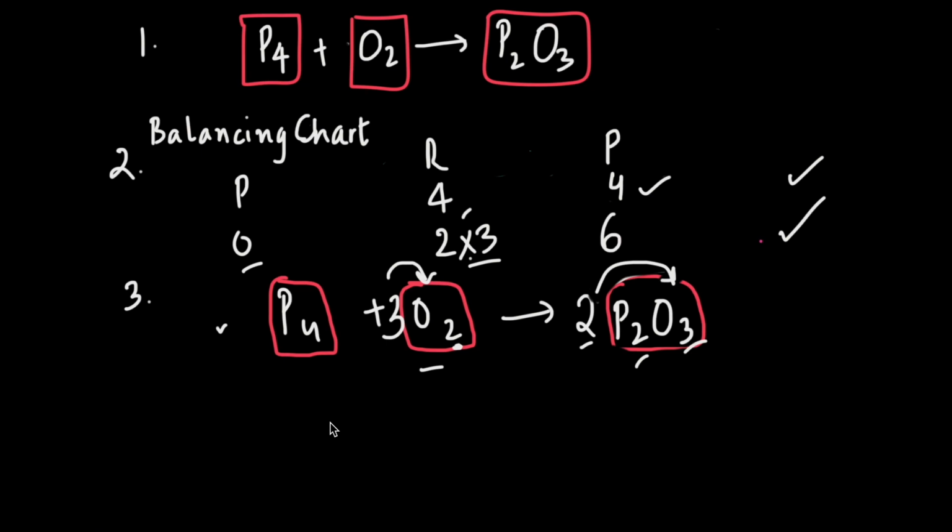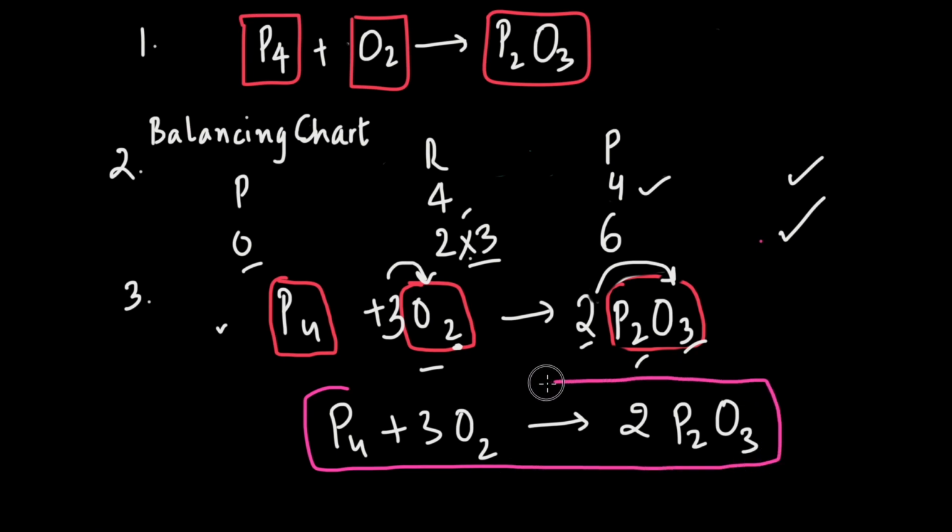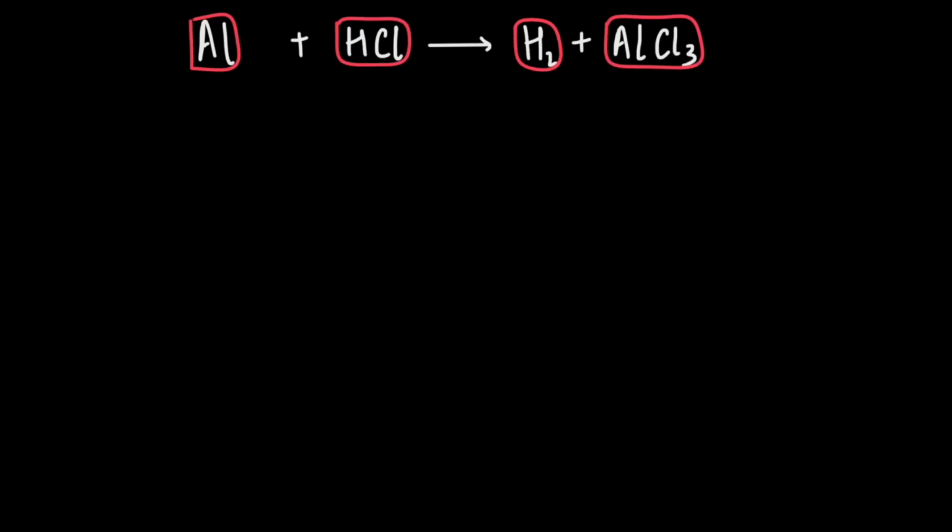So now we can write our final equation after confirming that everything is balanced. We have P4 plus 3O2 gives 2P2O3. This is our balanced equation, guys. And then we can try out other type of equations which have multiple number of elements.